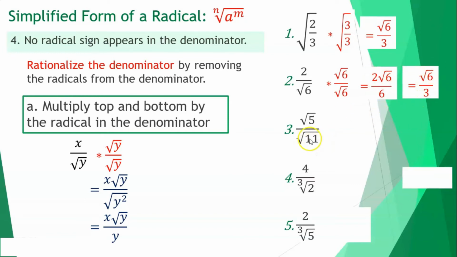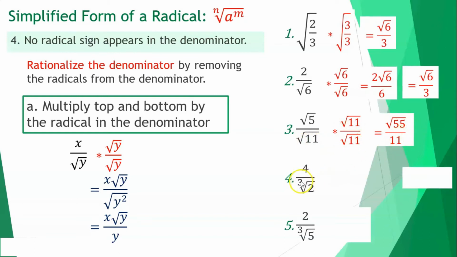Okay, that's 1. This is number 3. So, you need to multiply this by square root of 11 over square root of 11. So, this would become square root of 55. Square root of 11 times square root of 11 is square root of 121, or simply 11.